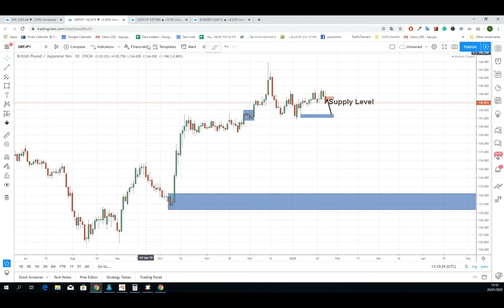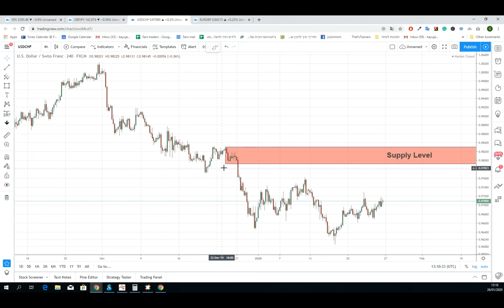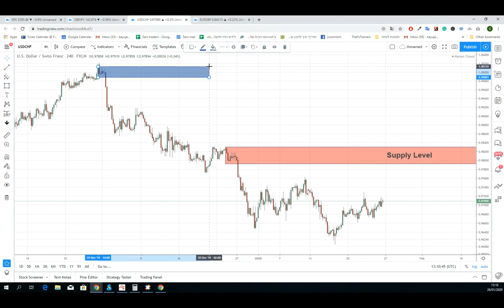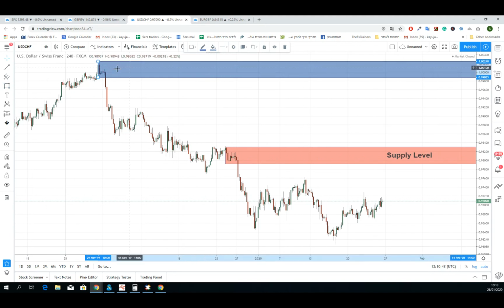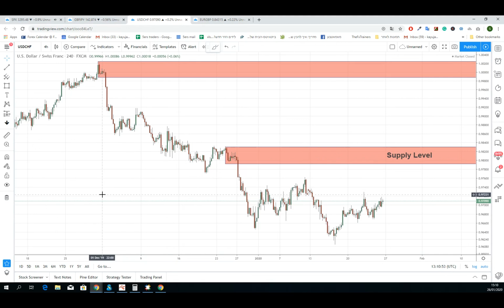Okay, the next one is the USD Swiss. Above us there is this supply that I marked in red. There is another supply at the top here, which seems like a more significant one. What I'm waiting for is that the price will reach the first supply. If that happens, I'll definitely look for a sell position at this level.